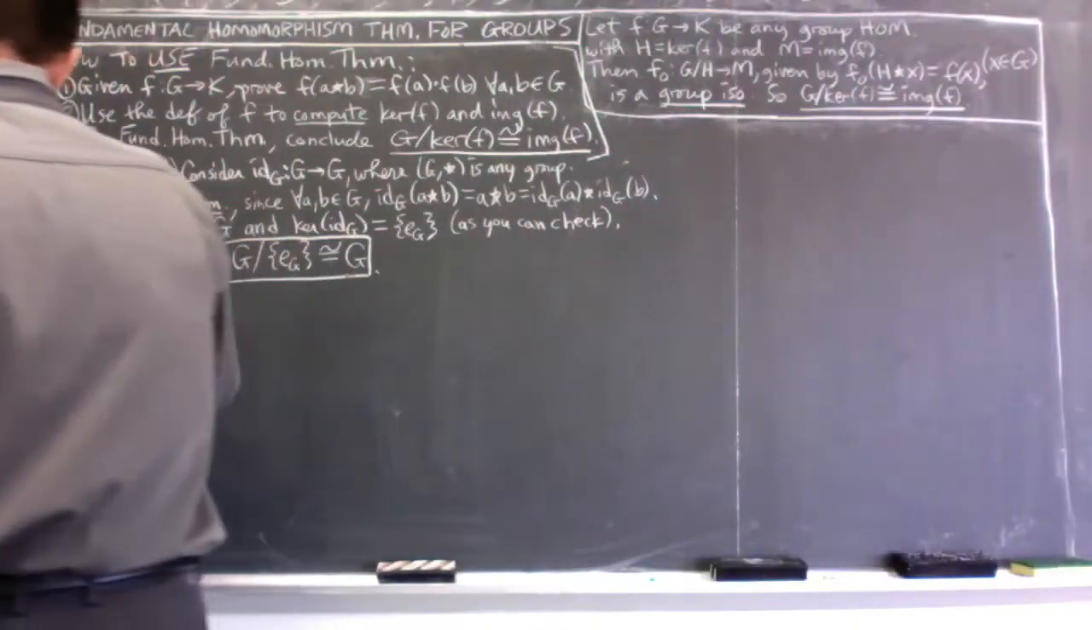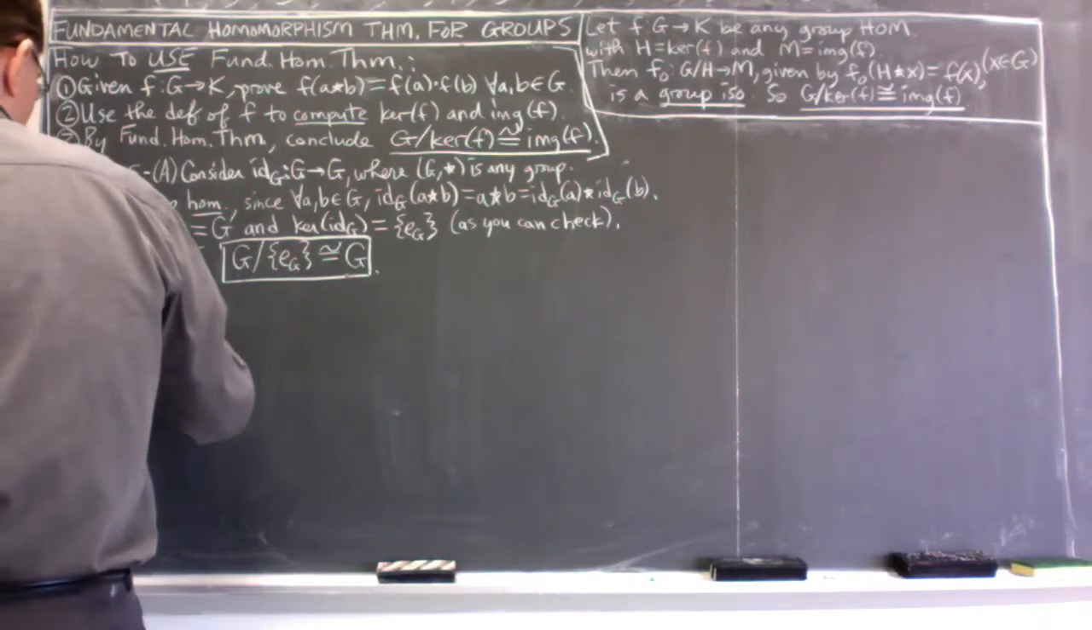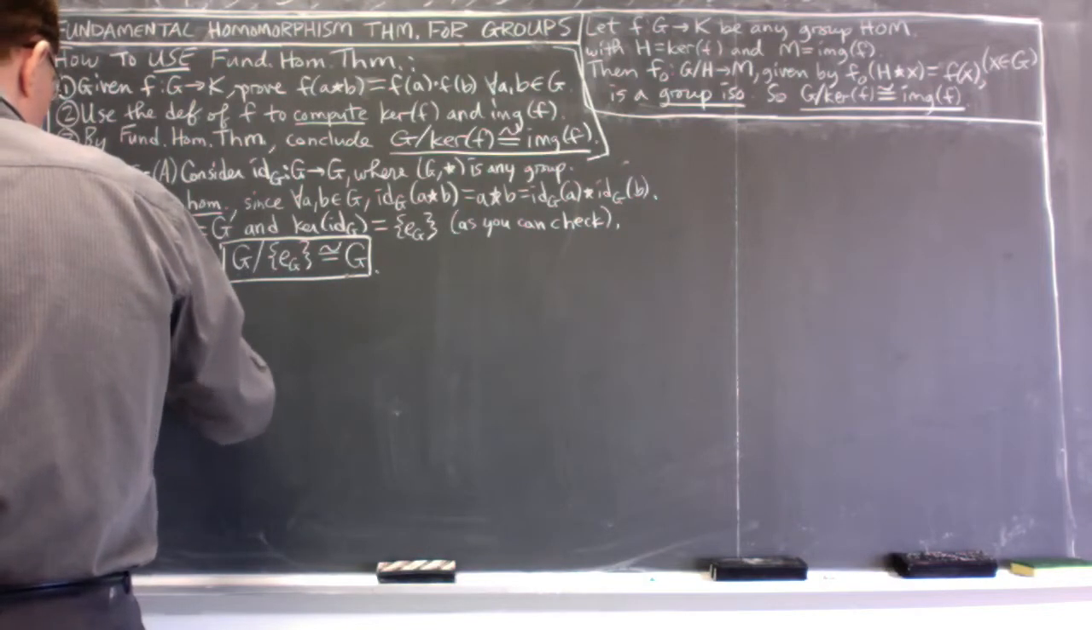All right, so at the other extreme, example B, once again we'll have an arbitrary group G.